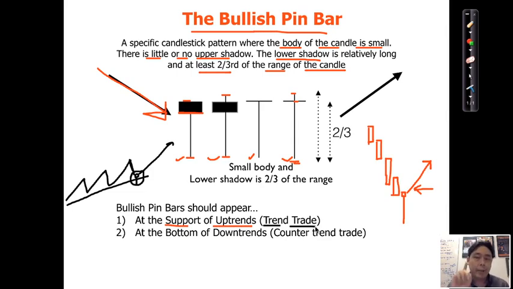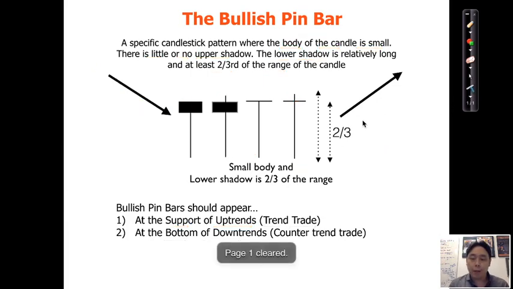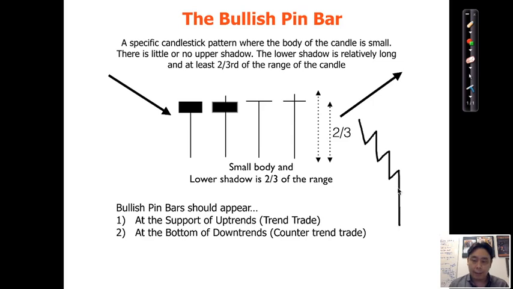At the same time, this pattern could also appear at the bottom of downtrends when the price is oversold, right? So an example would be the price is on a downtrend like so, okay, on a downtrend, and then it goes through a sudden plunge over here. And right at the bottom of that plunge, that's right, we see a bullish pin bar, okay? And it's got to be oversold, right?